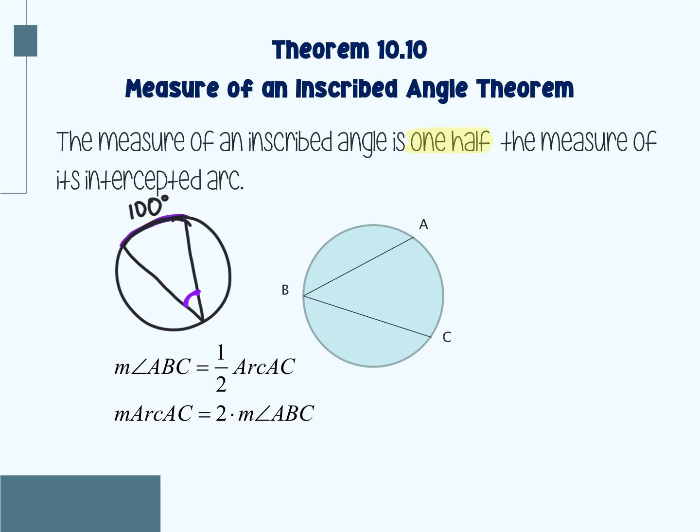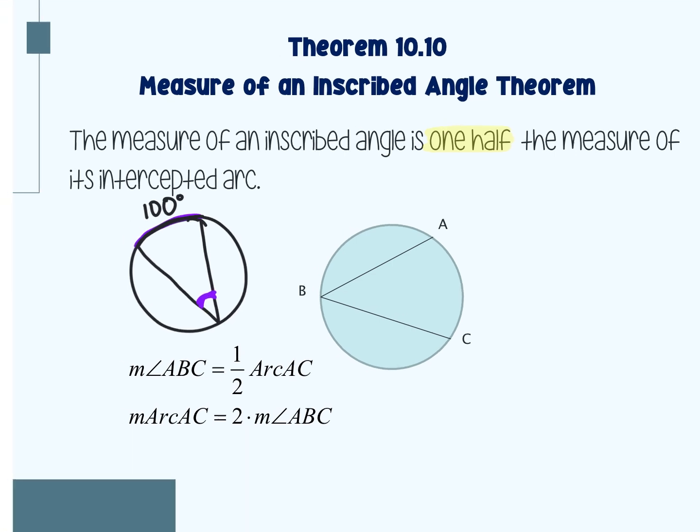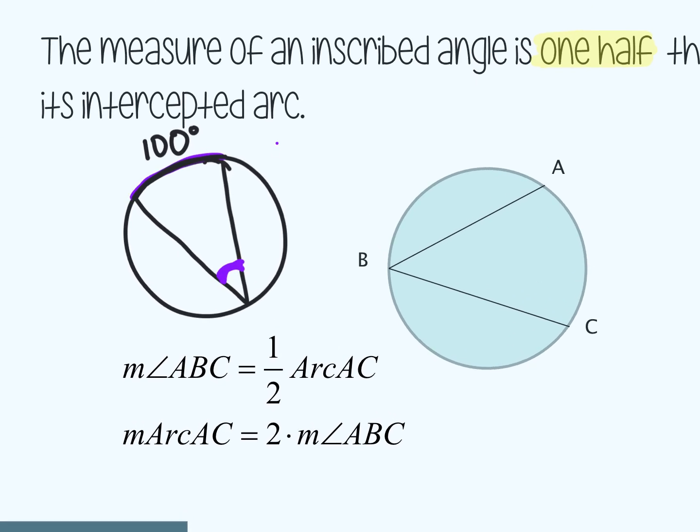Think about it. Am I multiplying by 2? Would I be dividing by 2? Good. So in order for me to find this angle using my intercepted arc, I'm going to solve it by dividing. 100 divided by 2 gives me 50. So this angle right here is 50 degrees. Given the arc, I have to find my angle, so I'm dividing by 2.